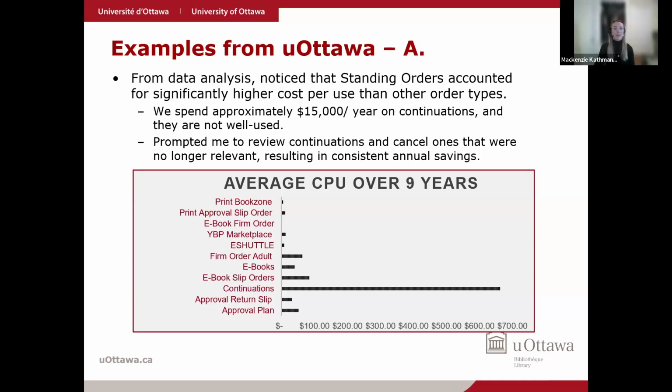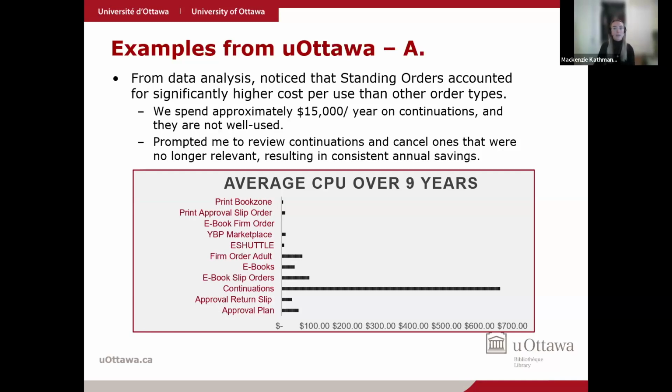I simply created a pivot table in Excel where I extracted the average cost per use of different order types, most notably firm orders, approval plan slips, and continuations. There's a fair bit of noise in this table as the order types have changed over the years, but something very clearly stands out, and that's that the cost per use for continuations is exceedingly high.